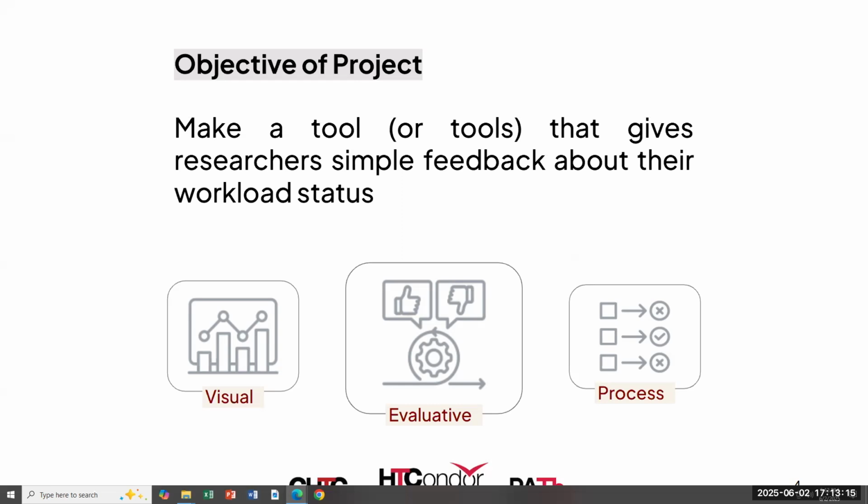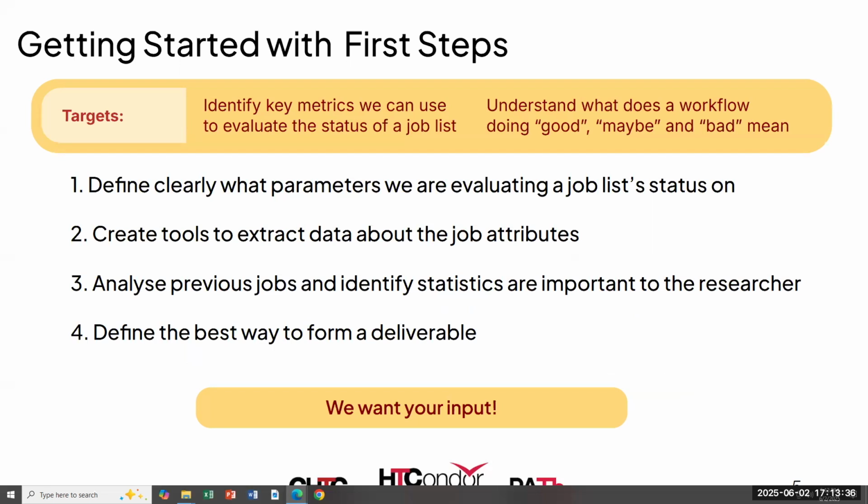But the main gist of my fellowship here at the CHTC is to come up with an evaluative feedback process in which we just look at the data that you have about your job list and we tell you, yeah, your job is doing okay. Your job is doing maybe okay. Your job is not doing fine at all. So for this, the first steps are to define what it means when a job is doing good, what it means when a job is doing bad, and what it means for the job to be maybe doing okay. And then to identify key metrics which we can use to form this evaluation.